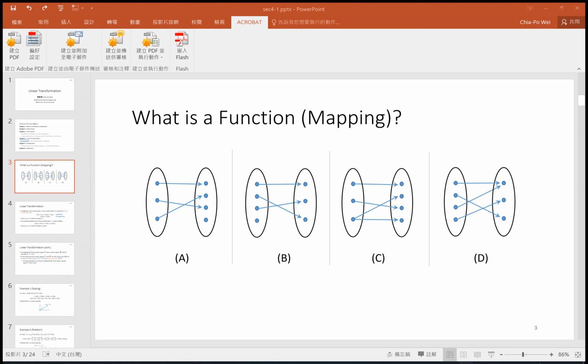A transformation is actually a function or a mapping. In this slide, we will revisit the definition of a function. There are 4 figures, A, B, C, D, in this slide, and each figure represents a relation between 2 sets. Which relation is a function?